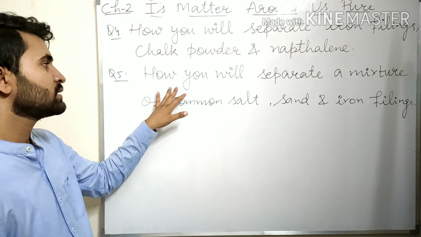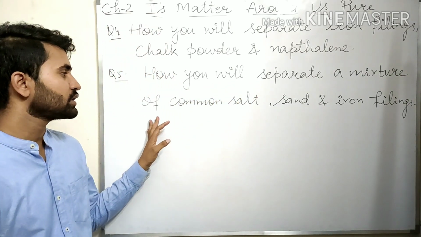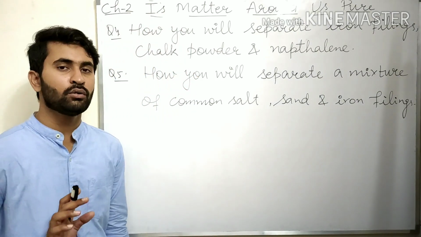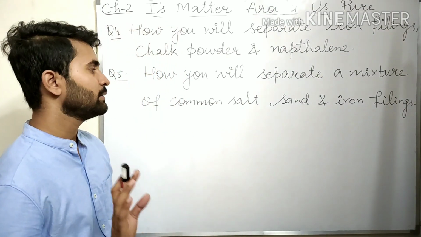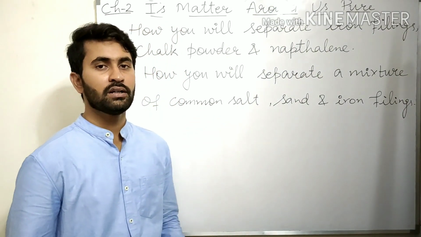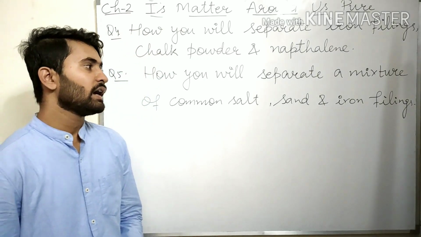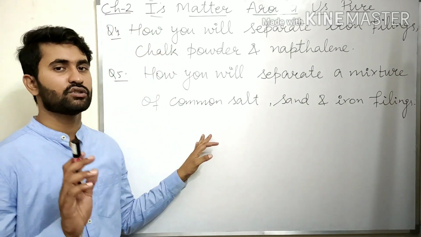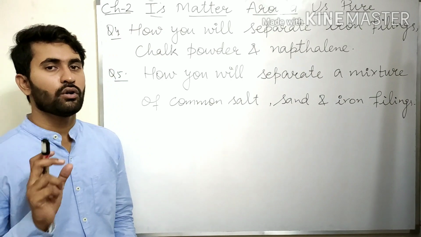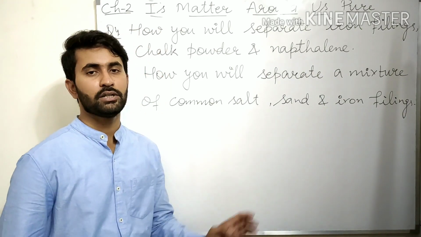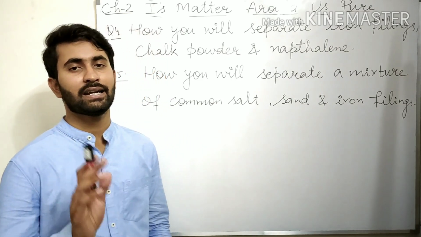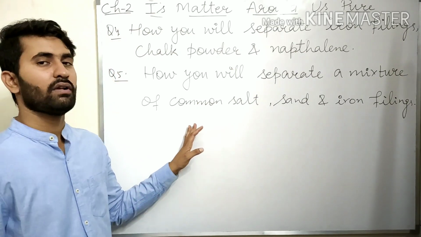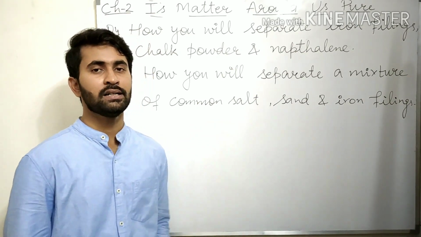And the next question is how will you separate a mixture of common salt, sand and iron filings. We know that iron filings are attracted by the magnet, common salt gets dissolved in water, and sand is neither attracted by the magnet nor does it dissolve in water. First of all, we will bring a magnet close to the mixture, so the iron filings will get attracted to the magnet and separated from the mixture. Now the mixture will have two components, common salt and sand.